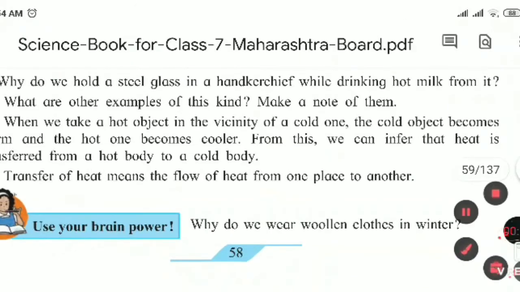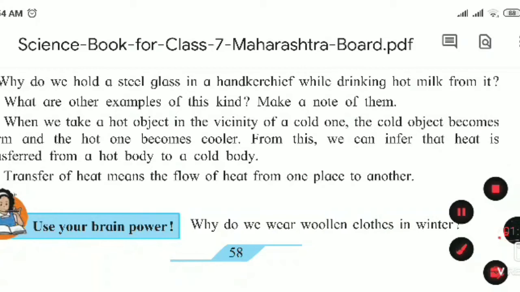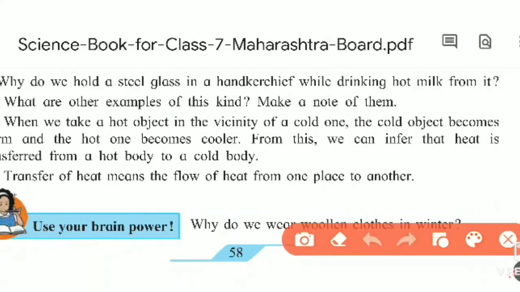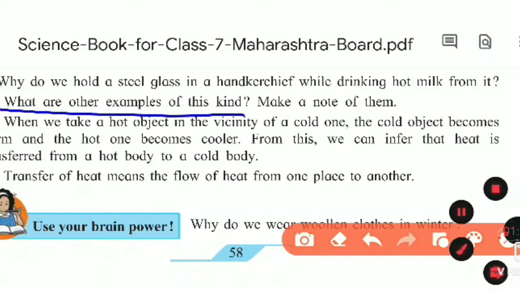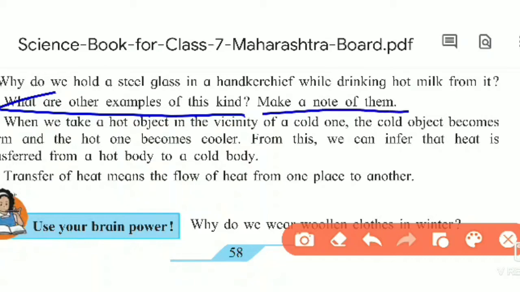The next question is, what are the other examples of this kind? For this question, you have to find the examples, you have to observe your surroundings. At that time you will find these types of examples. Okay, and you have to make a note of them and send them to me.